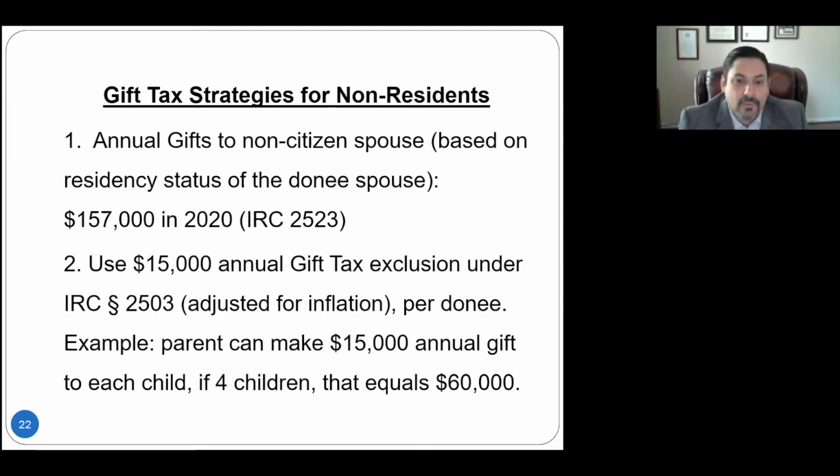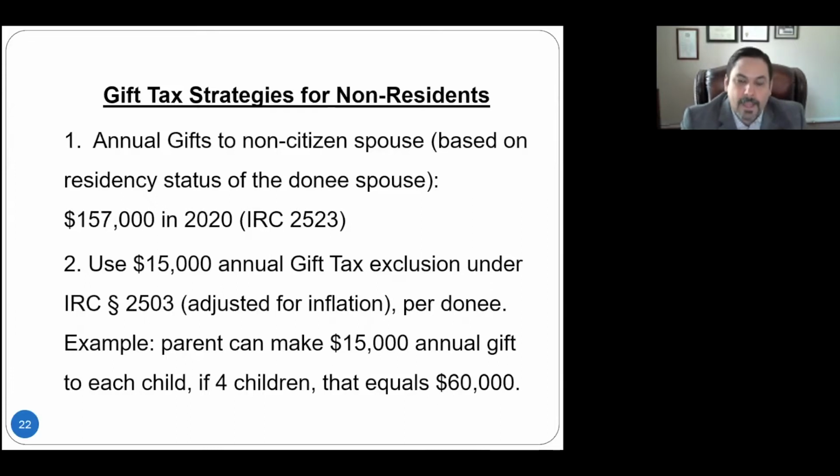So first of all, the annual exclusion of $15,000, everyone enjoys that. US citizens, non-US citizens, non-residents, they can give $15,000 a year just like US citizens within the United States. So that is assessed per donee. So what that means is, for example, if you have 4 children, you can give them $15,000 per year. That's $60,000. So it's per donee, not per donor.